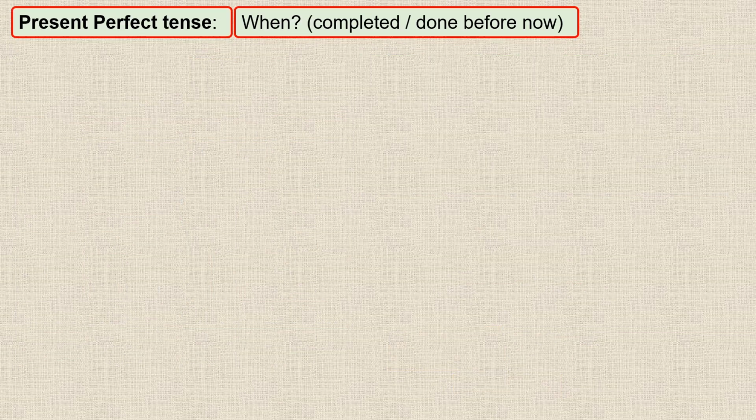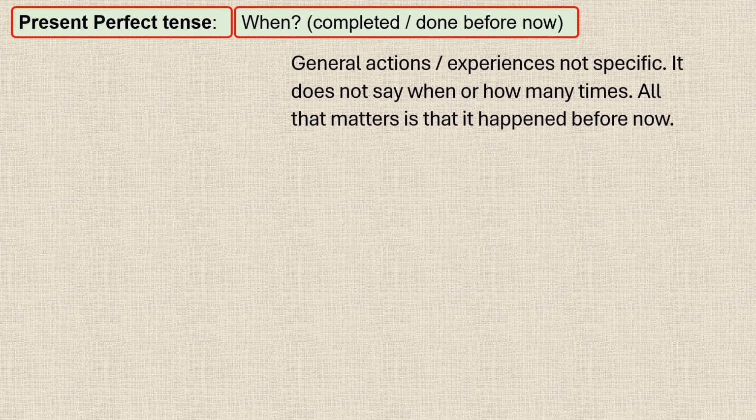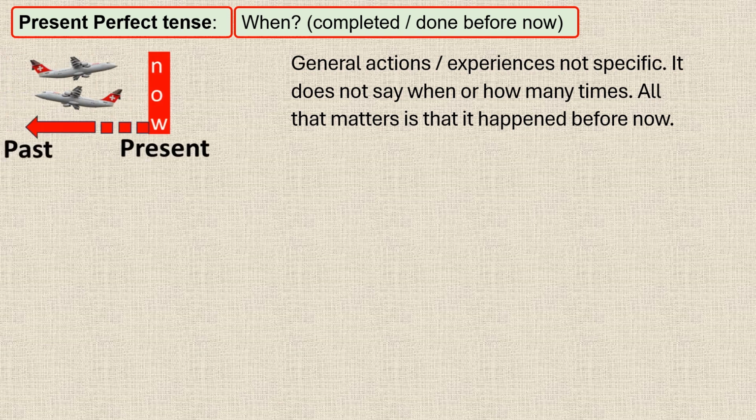Present perfect tense continued. When? Completed or done before now. General actions, experiences, not specific. It does not say when or how many times. All that matters is that it happened before now.